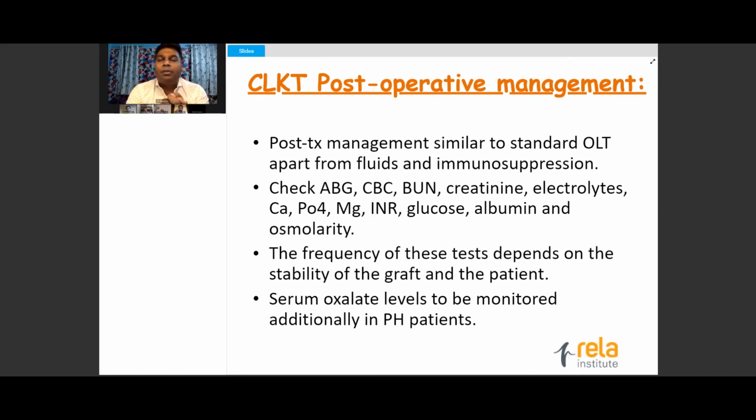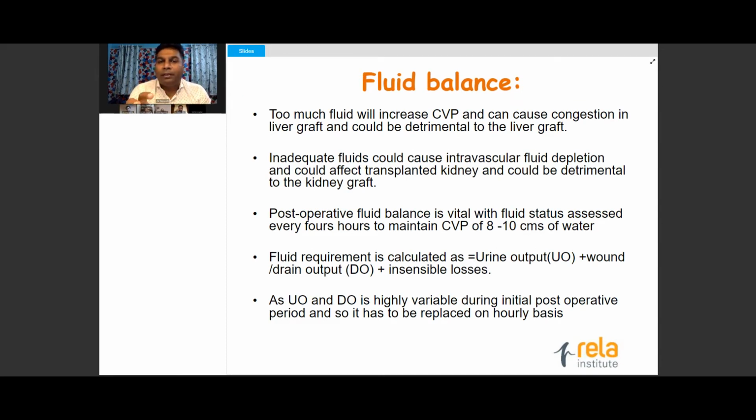Okay, coming to the fluid balance. For a liver transplant, we don't want the CVP to be high. More than 10 CVP can cause congestion of the liver graft and can cause liver failure. So the CVP has to be less than 10. But for the kidney, you need more fluids to flush it. So it is a bit of a balance we need to maintain to make sure that the CVP doesn't go too high, otherwise the liver gets damaged, and the fluid has to be adequate so that the kidney flow is there.